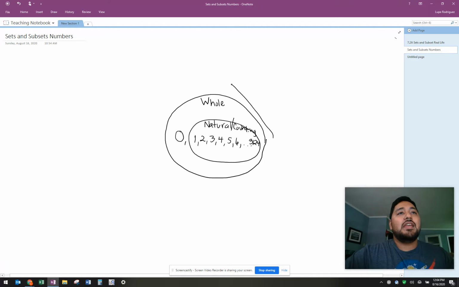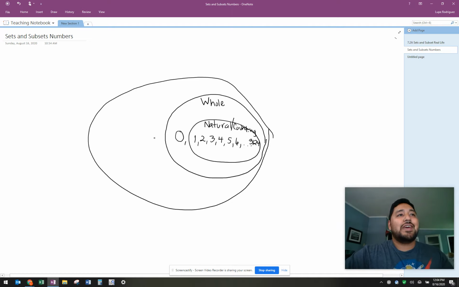Okay. Then we have something that goes out a little bit further. Excuse my drawing. I'm using a drawing tablet, and I'm still getting used to it. The next one is called integers. So these are the natural numbers and their opposites, basically. So we can have -1, -2, -3, -4. Okay. So -1, -2, and so on and so forth. Even -3,124 would be an integer.